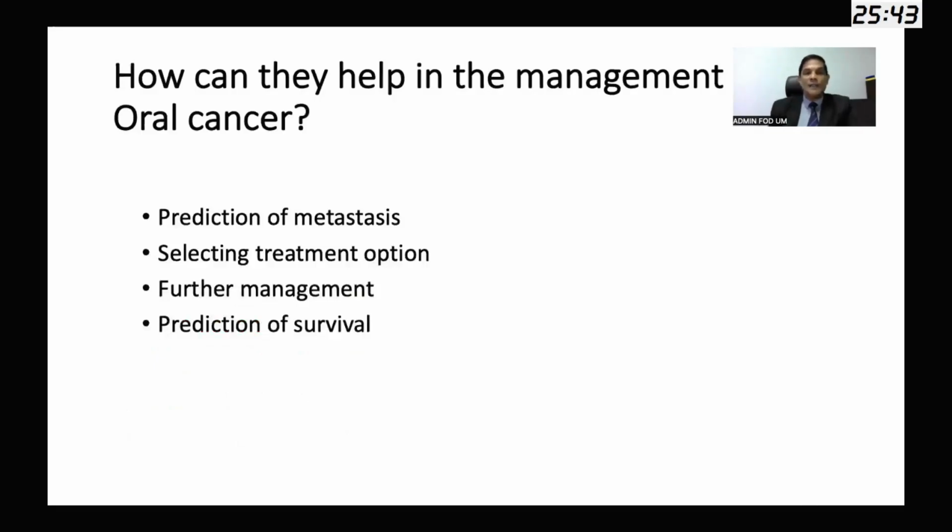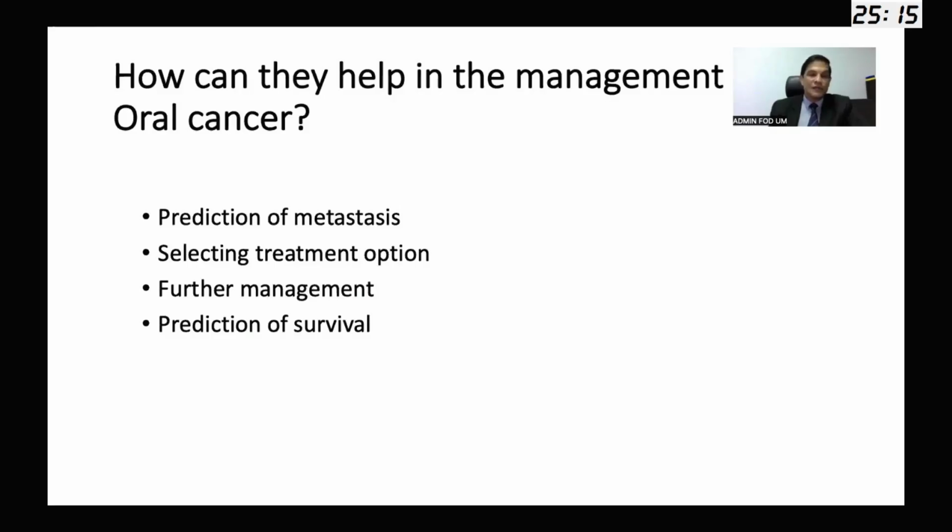Now, how can these histopathological parameters help in the management of oral squamous cell carcinoma? Well, it helps to predict whether there is metastasis or going to be metastasis or not, especially when the neck is clinically negative. It's a very important thing that if the clinician can predict the possibility of occult metastasis in a clinically negative neck in order to plan the treatment.